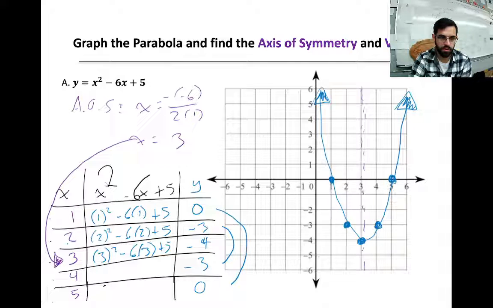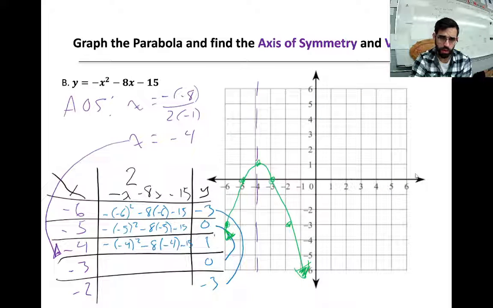You can plug 4 in and you'll get -3. You can plug 5 in and you'll get 0. Or you could just write those numbers down because you know it's going to mirror. We now have 5 points you can plot, which will give us a pretty accurate sketch of our parabola. So again, the procedure is standard form, find the axis of symmetry, find 2 points before it, so that we can find 2 points after it, giving us 5 points to graph the parabola.